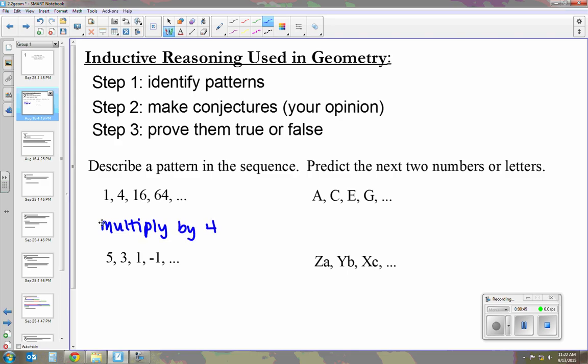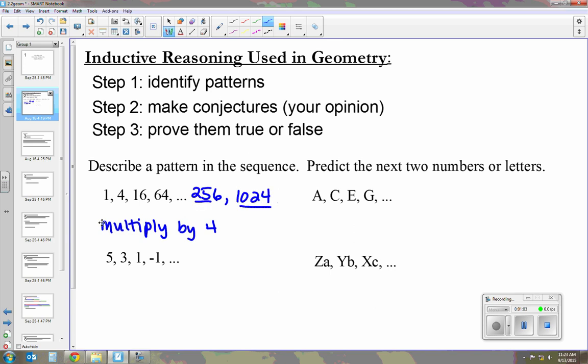So I can get my calculator out and go 1 times 4 is 4, 4 times 4 is 16, 16 times 4 is 64, and that works out. So I can continue on with the next two numbers. 64 times 4 is 256, and then 1024.